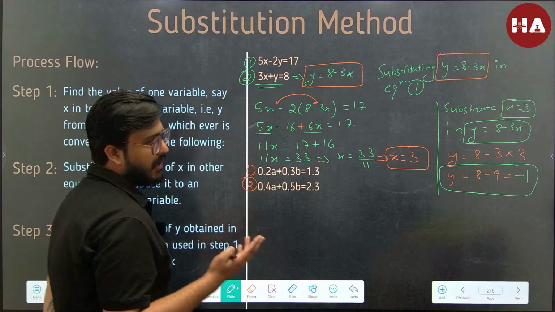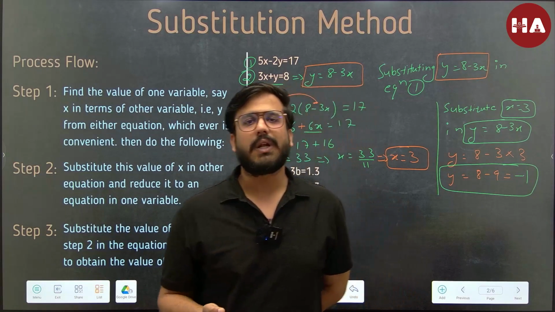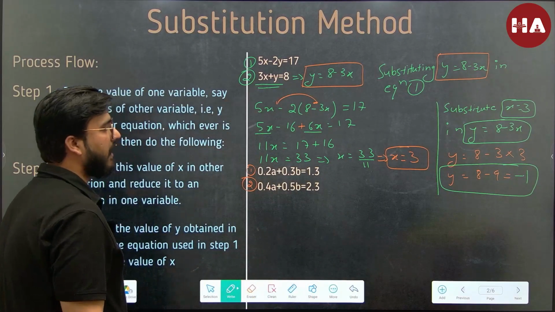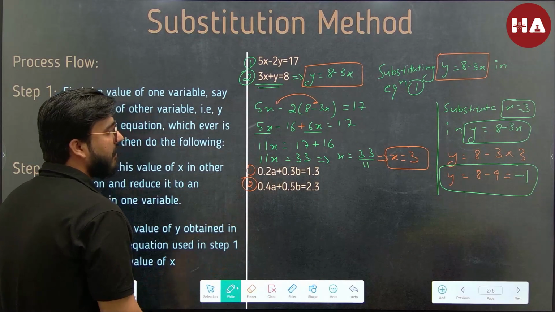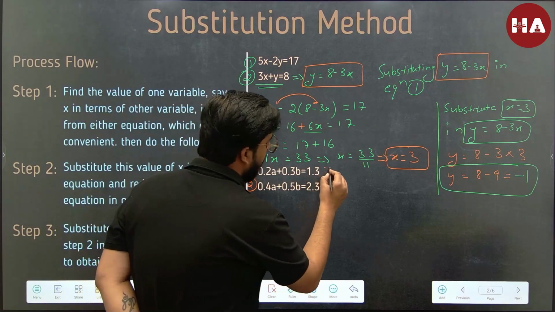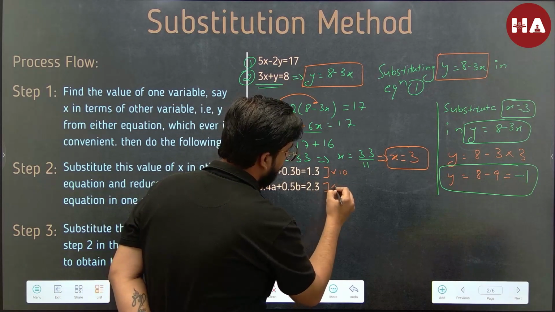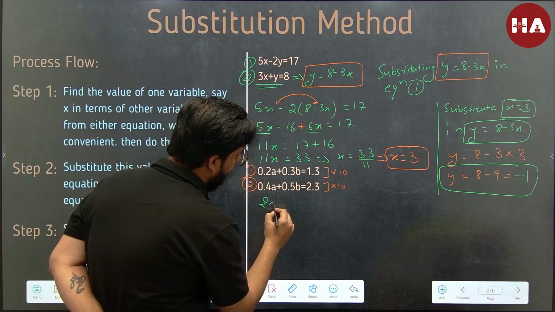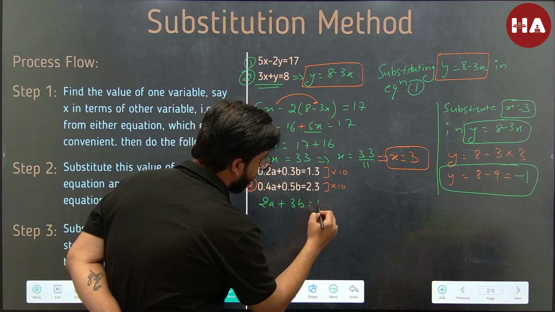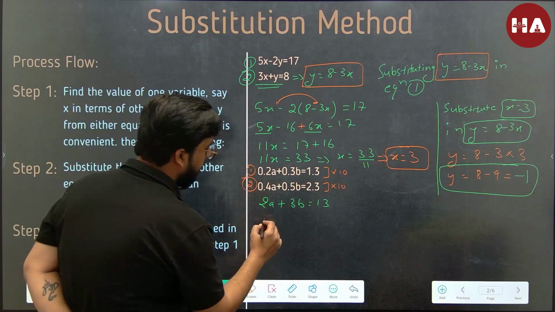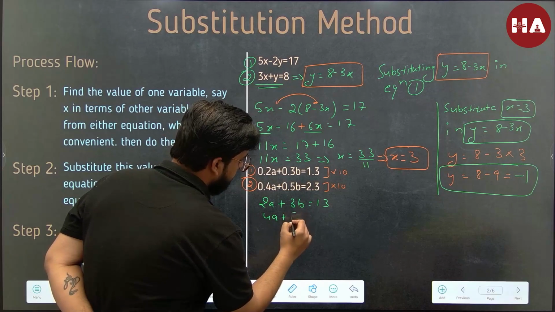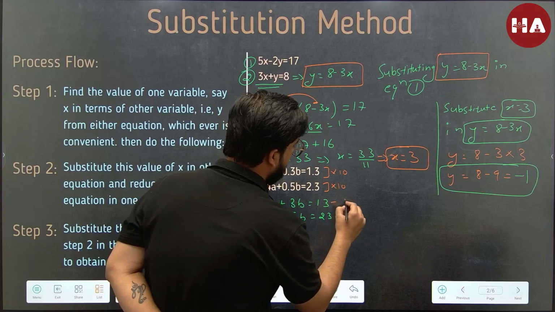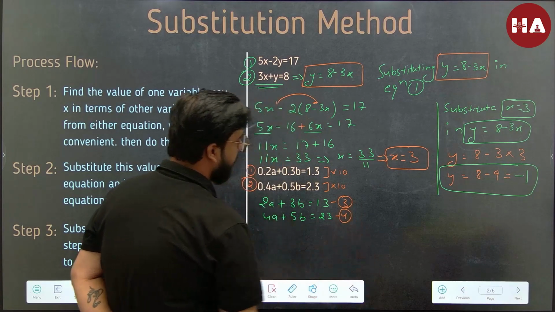So what you can do, you know that we can find equivalent equations or equivalent fractions. If I multiply the whole equation by 10, there will be no change in the variables or the values. So firstly you can multiply by 10. Both the equations will be formulated in a simple manner that will be helpful for you to solve the equations, which is equal to 13. Similarly 4a plus 5b equals 23. Now you can number this equation as 3 and this as 4.